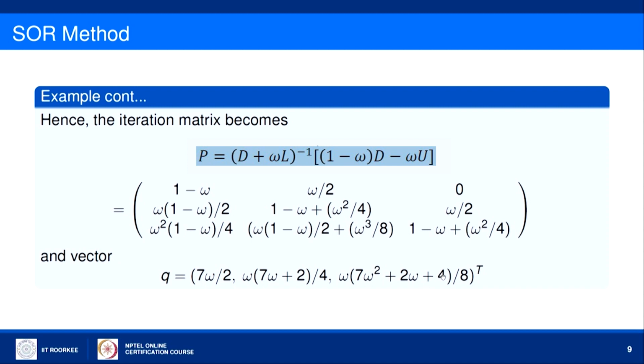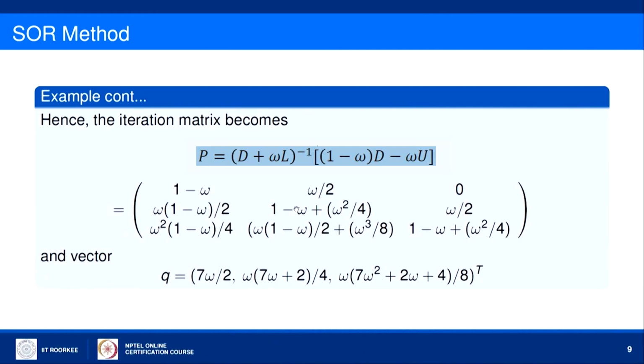So, now what we need to do? We need to calculate the optimal value of omega, and we have to substitute that value here to get the iteration matrix P in the form, so that we can perform the iterations. So, as I told you, the optimal value of omega will be a function of mu, where mu is the spectral radius of the Jacobi iteration matrix.